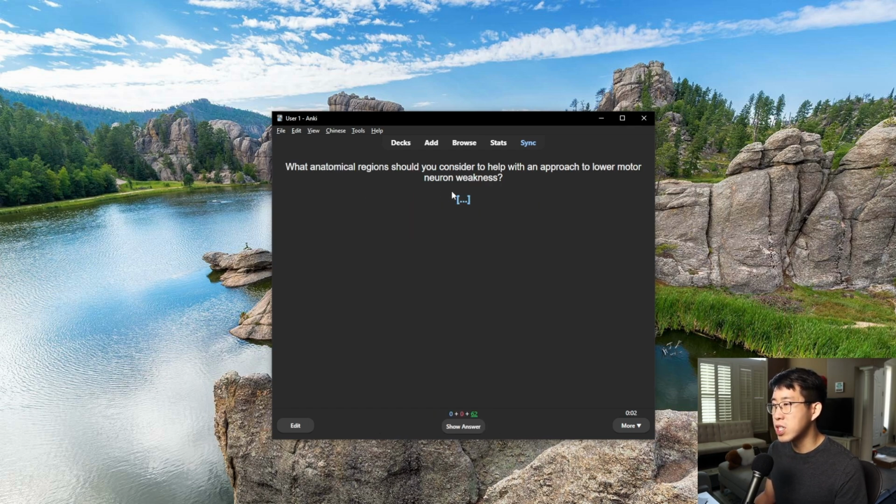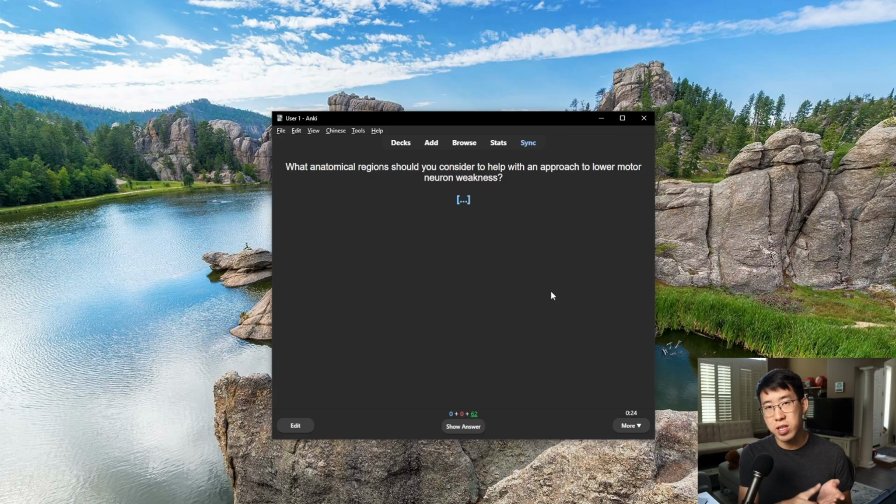What anatomical regions should you consider to help with an approach to lower motor neuron weakness? So the first thing you need to consider is the anterior horn, which can be affected by West Nile virus or poliovirus. Then you want to consider the peripheral nerve. So could they have Botox toxicity, Guillain-Barré, some kind of heavy metal toxicity or chemotherapy, that could all affect the peripheral nerve.